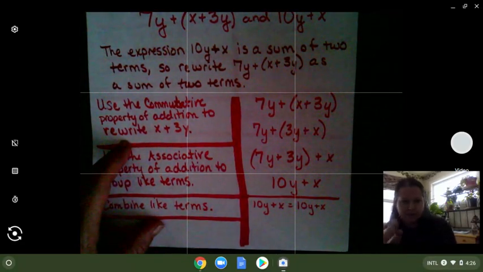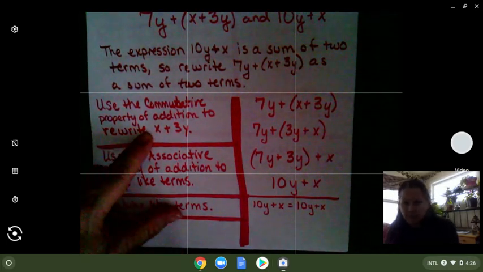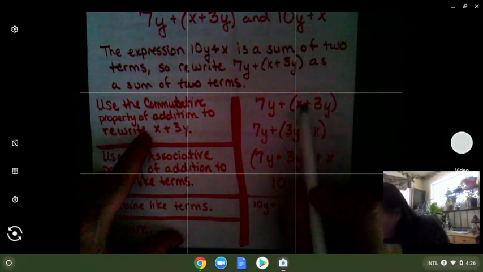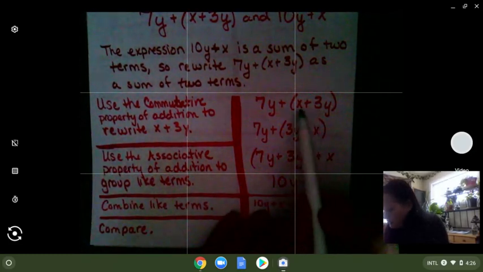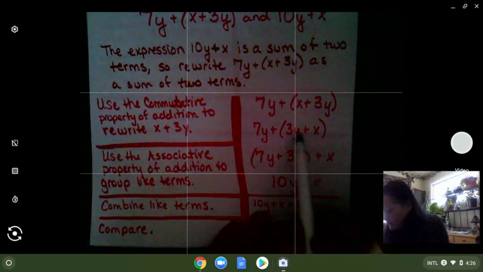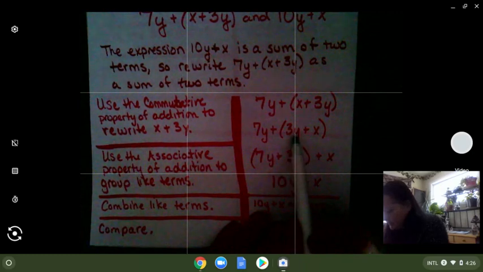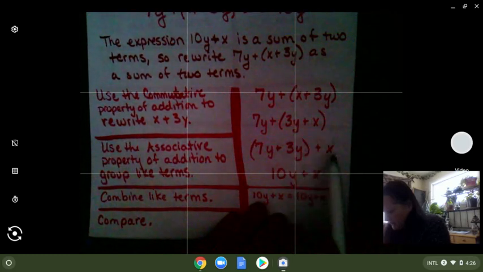We want two terms. Use the commutative property of addition to rewrite x plus 3y. So we are rewriting that, getting these two changed around so that I can move. So that's the commutative property. We change them around. Then I'm going to use the associative property to change where my parentheses are. As it is, it doesn't help me because I can't combine a y and an x, but I can combine these two y's. So let's do that. 7y plus 3y is 10y, plus my x that I have up here.